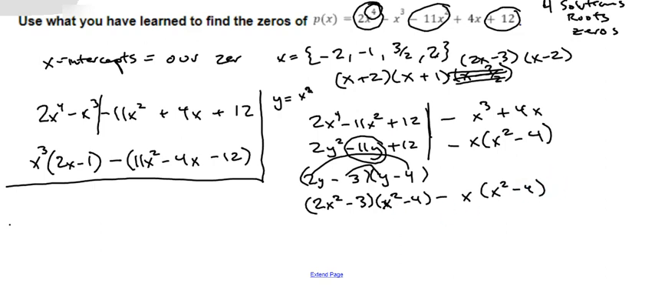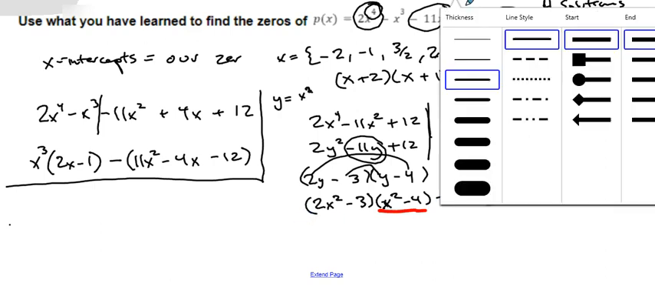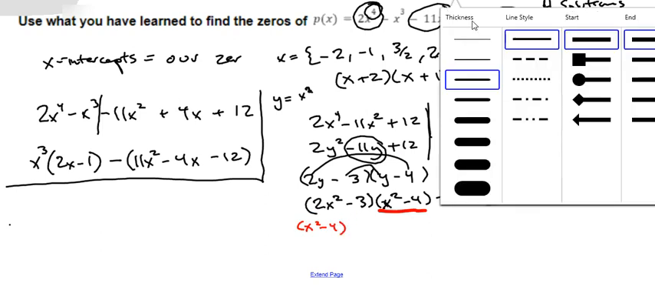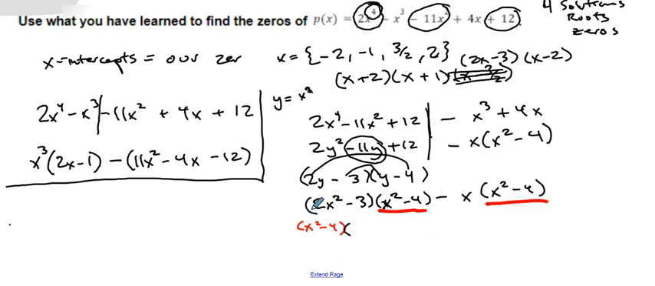All right, so I'm going to treat this as one thing, and we're going to pull out our x squared minus 4, and then put the leftovers in another parenthesis. So you get the 2x squared minus 3, and then you get minus x. I took this and put this in one parenthesis, and this factored out of both, right? Well, now I can factor this. This is a difference of squares, so that gives you x minus 2 and x plus 2, right?